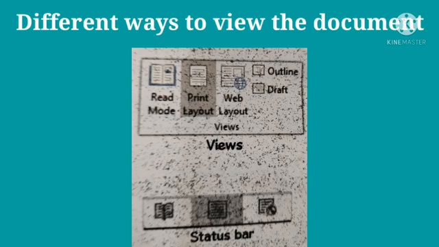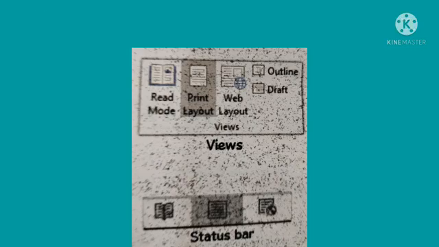Read mode view. It is used to read the document like in a book. Web layout view. Use web layout view to view the document as it would look like as a web page. In this view, you can see the background text is wrapped to fit the window and images appear as they would online. It displays the document like a web page. These views are also present at the bottom right corner of the status bar for quickly switching between different views.